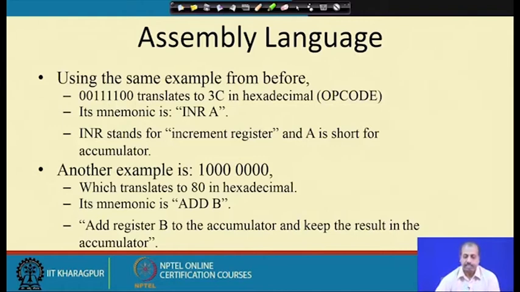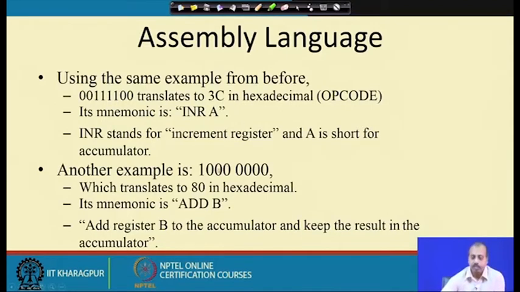So, as I said, this 0011 1100 is 3C in hexadecimal. This hexadecimal code is called the op code or the operation code. It tells which operation has to be done, that is why it is called op code. So, this bit pattern or hexadecimal code is the op code, and the mnemonic is INR A, where INR is the actual mnemonic part and A is the operand. A is the shorthand for accumulator. It may be some other register also, and the instruction increments that particular register.